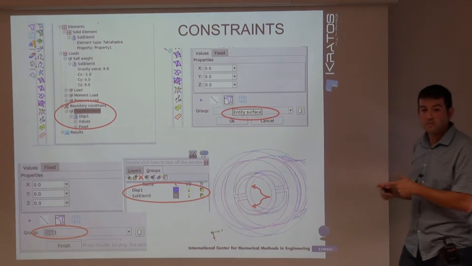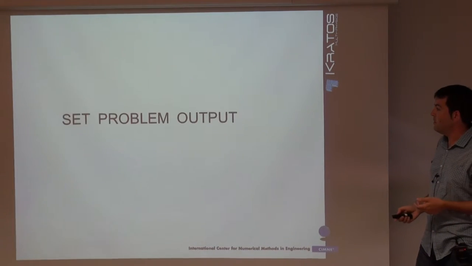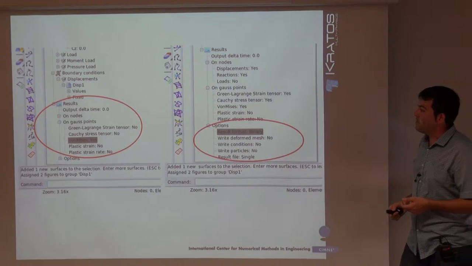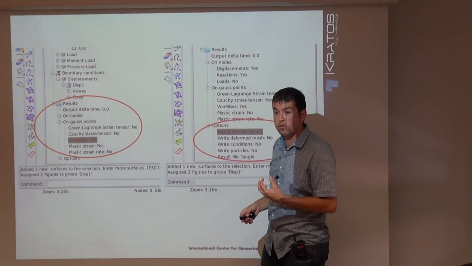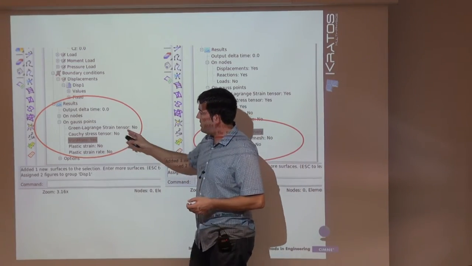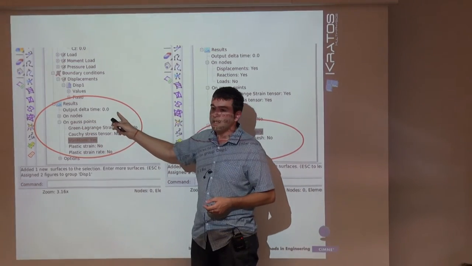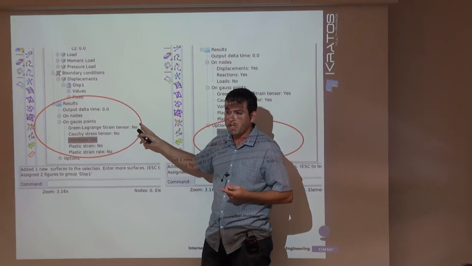We can just mesh and compute, right? But the thing is that we need first to set the results. What do we want as output? The first thing is the output delta time. This is a static analysis, so one result will be written.